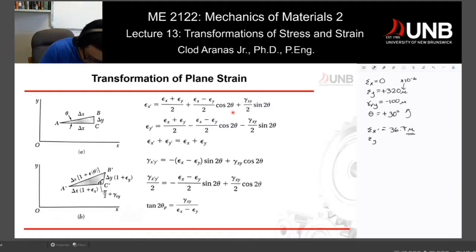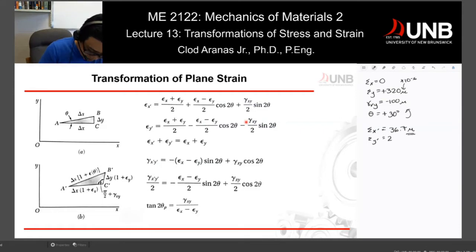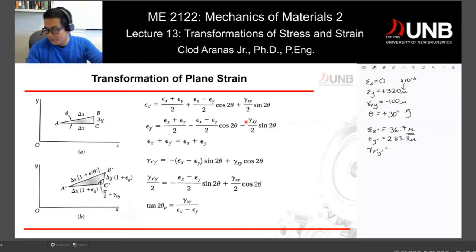Now, we also have epsilon y prime using the same transformation equation, the second one. So we have this, it's just minus right here, and then we're going to get a value which we defined as 283.3 mu. Now we're also asked to calculate for x prime y prime shear strain, which in this case, we're going to use this equation.